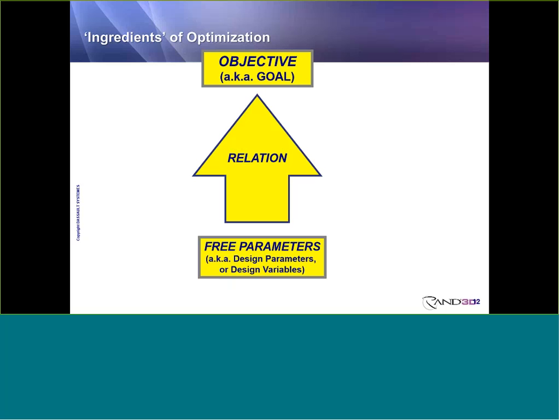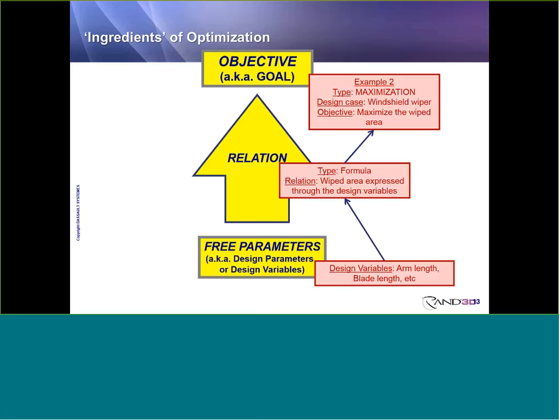Now, what we also have to have is a relation, which means we need to establish some kind of a relationship between free parameters and the objective. And again, many different options here. It could be something pretty simple, such as a formula. You know, with CATIA, we can create all kinds of formulas and relations. And if we speak of this example with maximization of the wipe area, we can create a formula which expresses wipe area through the design variables. Fair enough. This is what you can call explicit relation between the design variables and the objective function or goal.